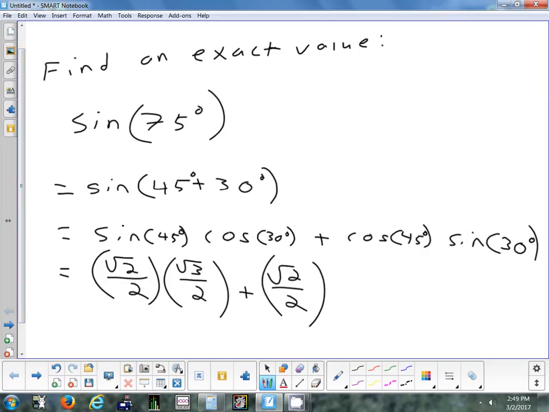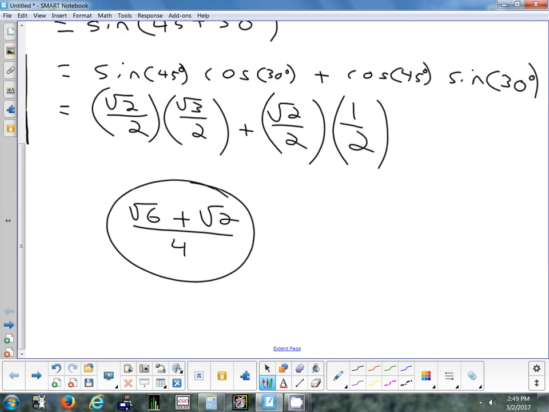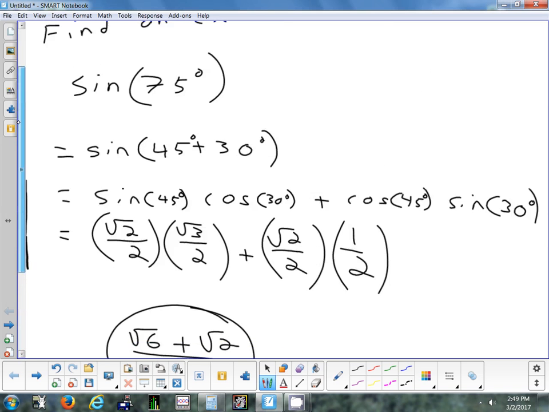And the last one, sine of 30. Do you remember that one? That one comes out to 1/2. Okay, so simplify what you have here, and that's your answer. So when you multiply both what's on the left and on the right, what's your denominator? Yeah, it's 4. And square root of 2 times the square root of 3, square root of 6. And square root of 2 times 1, just square root of 2. So that is the exact answer for sine 75.